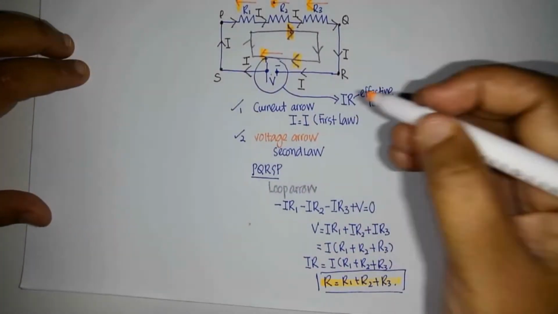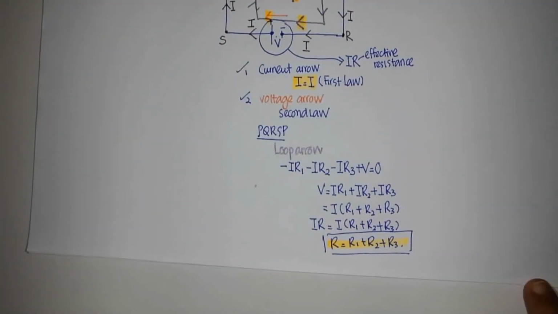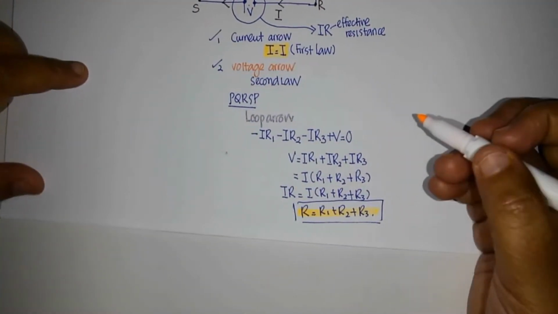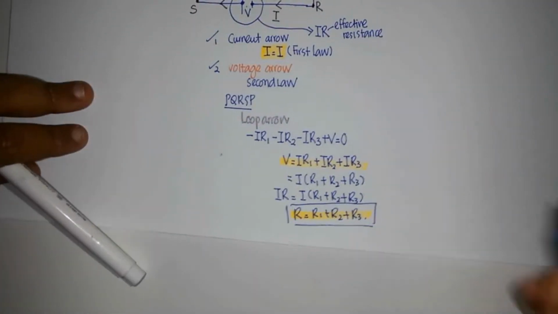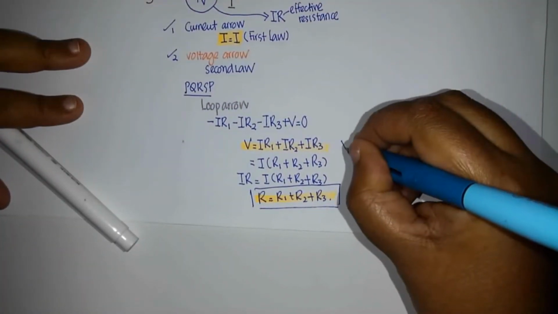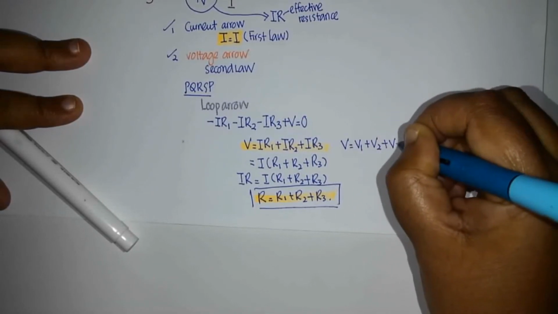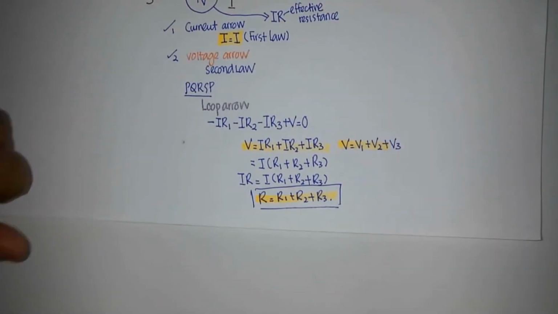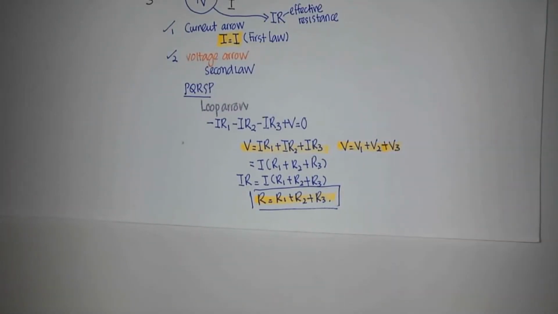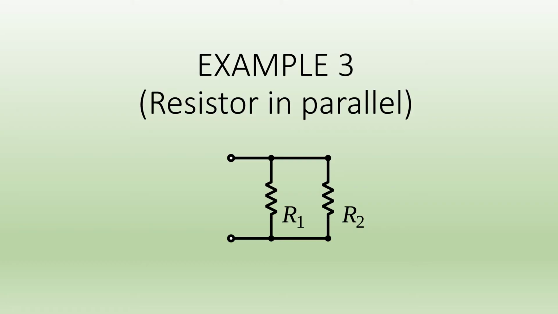And then we know current is the same from the first Kirchhoff's law. And then we also know the voltage will be from this. We can say that the voltage of the resistor V equals V1 plus V2 plus V3. So this will be the resistor in series. Okay, that's all, class.